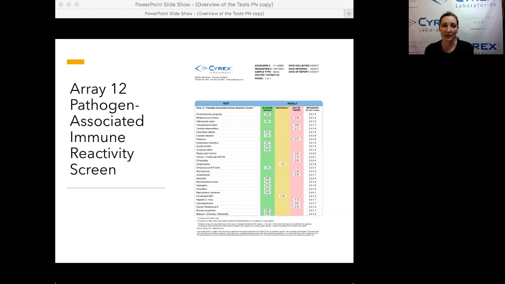So this panel assesses a range of common pathogens that are directly implicated in autoimmune disease, for example, via the mechanism of molecular mimicry. And it's very useful for assessing not just the individual antigens, but also for a larger view on the relationship between this person's body and their microbial body.